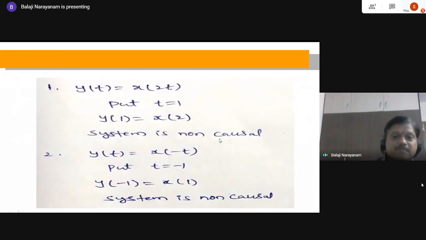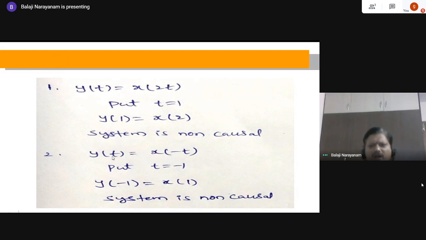Now the first one, y of t is equal to x of 2t. This can be done in a very simple manner. I am giving you a simple solution. Just substitute t is equal to 1. If you substitute t is equal to 1, y of 1 is equal to x of 2. Now the system can be identified as non-causal. What is the reason? The present output depends on the future input value. If it were x of 1, you may say present input, but x of 2 is a future input value.